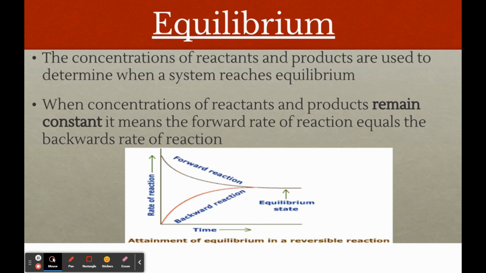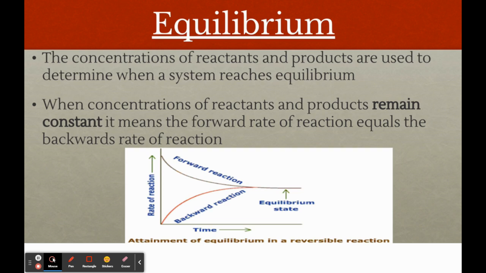Okay, so in 2B, you have to be able to tell when a chemical reaction has reached equilibrium. So to do that, we use the concentrations of the reactants and products, not the amounts, the concentrations. When the concentrations of the reactants and the products remain constant, it means that the forward rate is equal to the backwards rate of the reaction. So they might have different concentrations, but they are no longer changing. That is when equilibrium is reached.